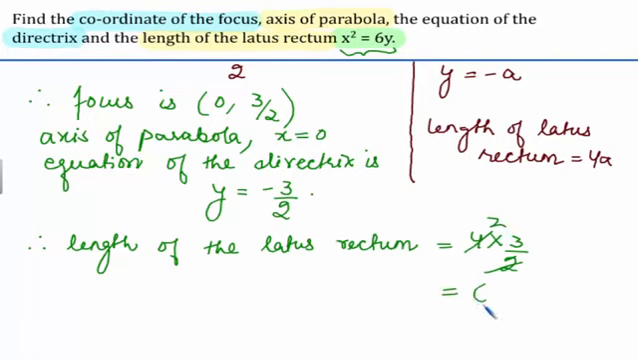So this is equal to 6. Therefore, here the focus is 0, 3 upon 2. Axis of the parabola is x is equal to 0. The equation of the directrix is y is equal to minus 3 upon 2, and the length of the lattice rectum is 6. This completes the solution.